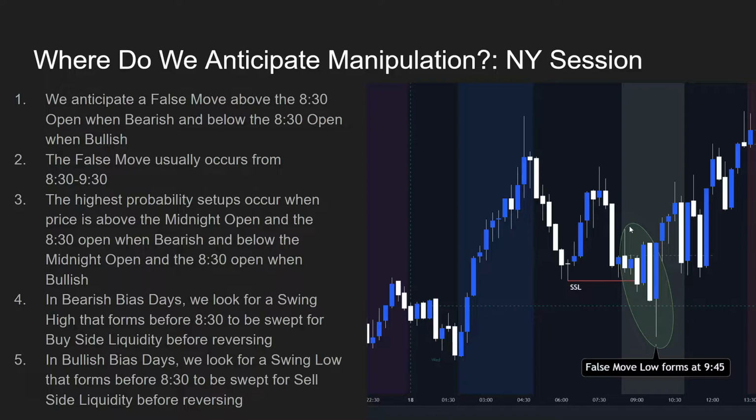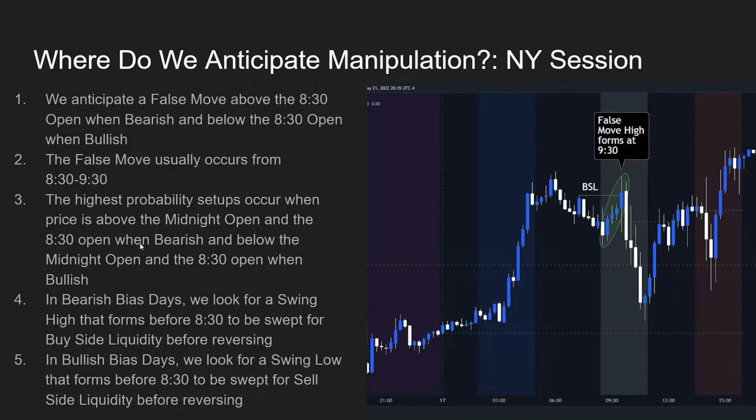But here is a bullish example of a false move. We broke below the 8:30 open, which is the first criteria, and then a swing low that formed prior to 8:30. We broke below that, and we even broke below the midnight open, which is delineated by this blue line. And this low forms at 9:45, and then we can see bullish expansion coming from there.